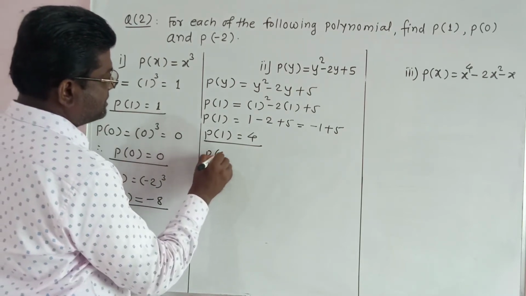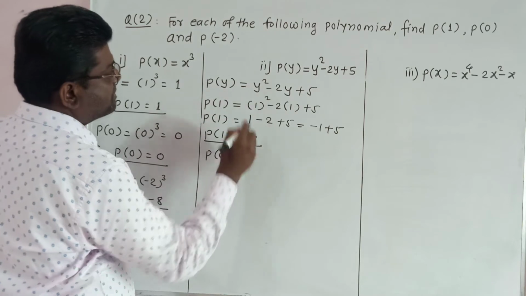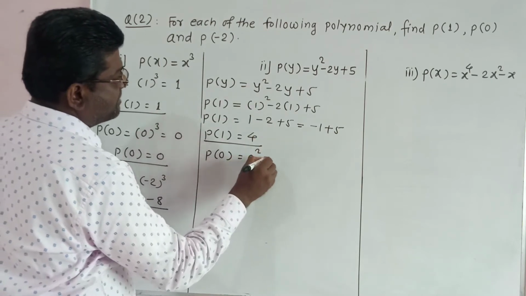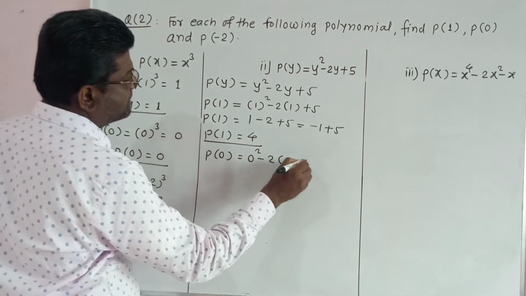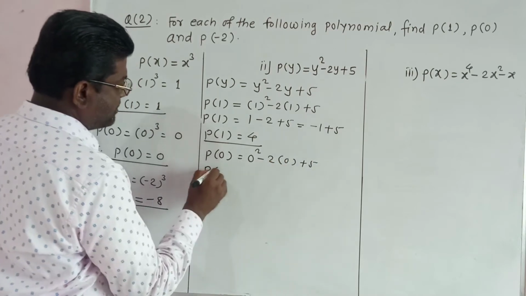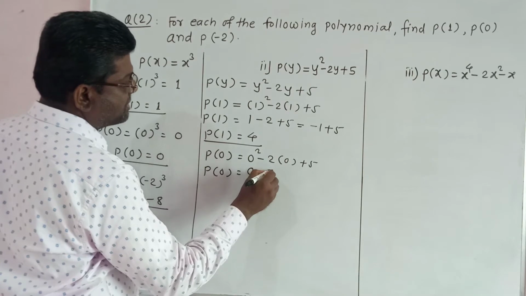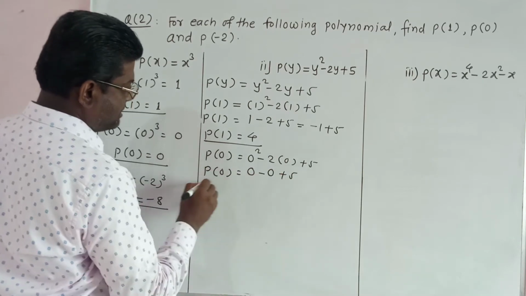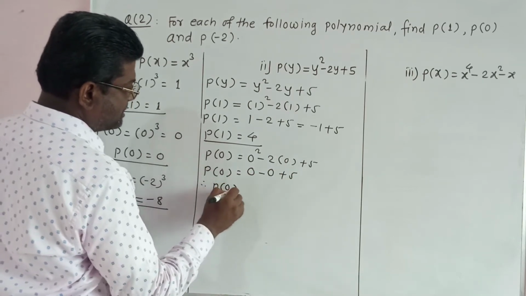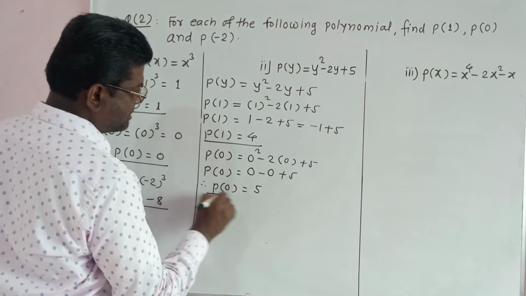Now p of 0 is equal to, put y is equal to 0. 0 square minus 2 into 0 plus 5. Therefore p of 0 is equal to 0 square is 0, 2 into 0 is 0 plus 5. Therefore p of 0 is equal to 5.